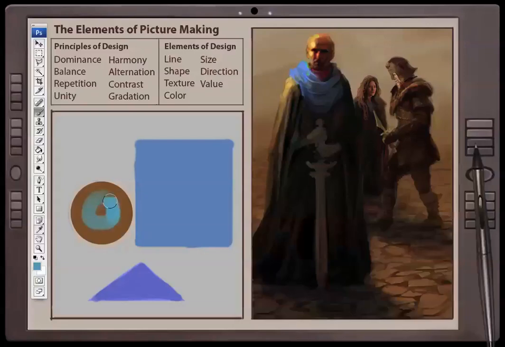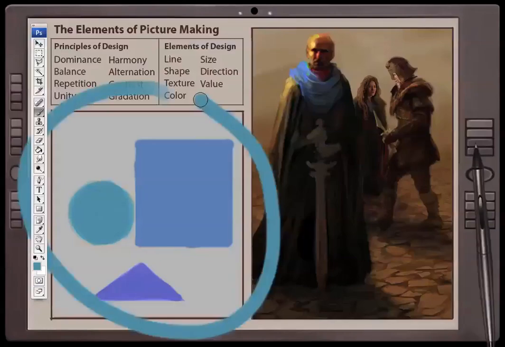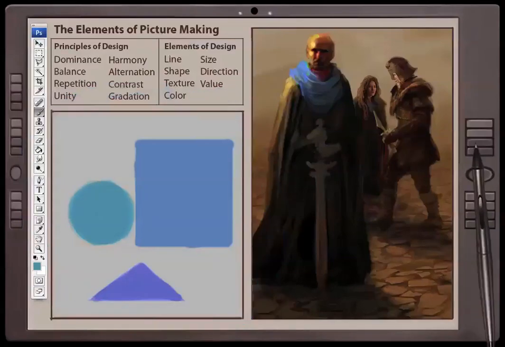And I could change the value also. Now the value is lighter and closer in value to the value of the square, although I could make it a little darker. Now I've integrated the circle by way of harmony, choosing a color that is not exactly the same as the square, but one that is in close relationship to the square. This arrangement now combines harmony, contrast, and unity.